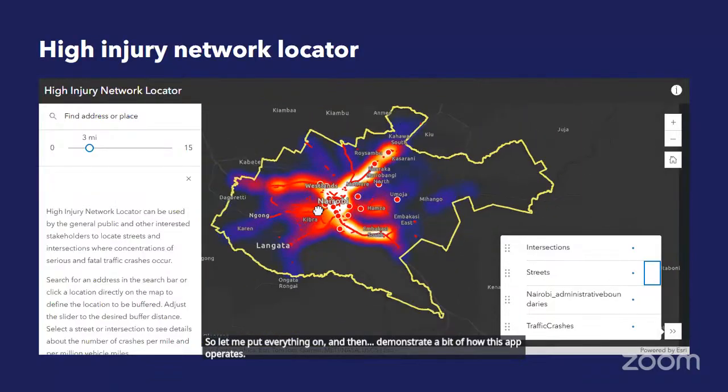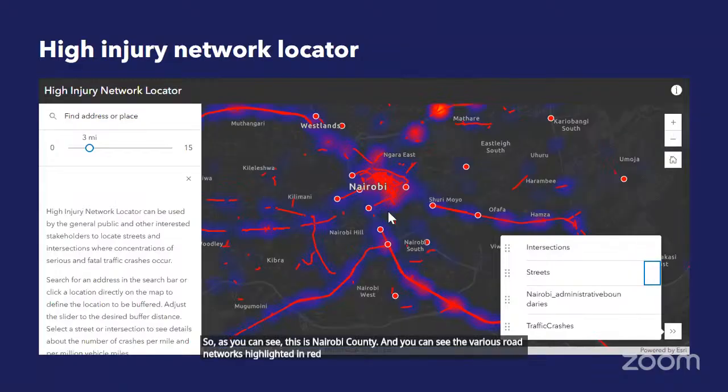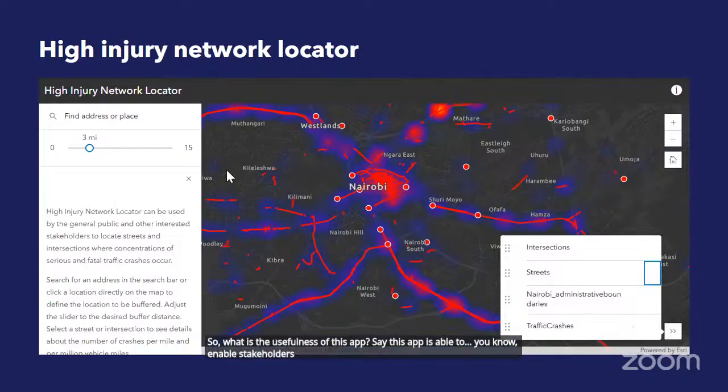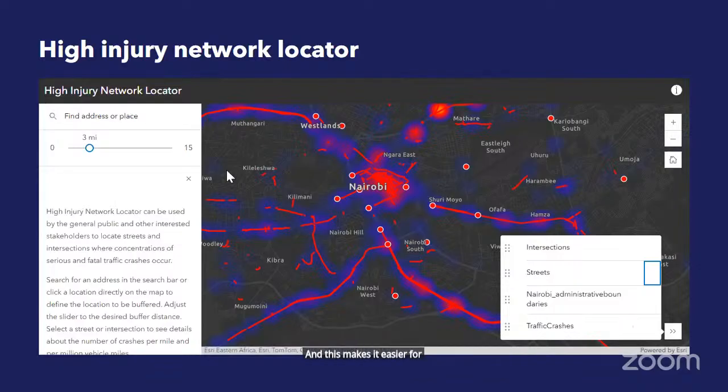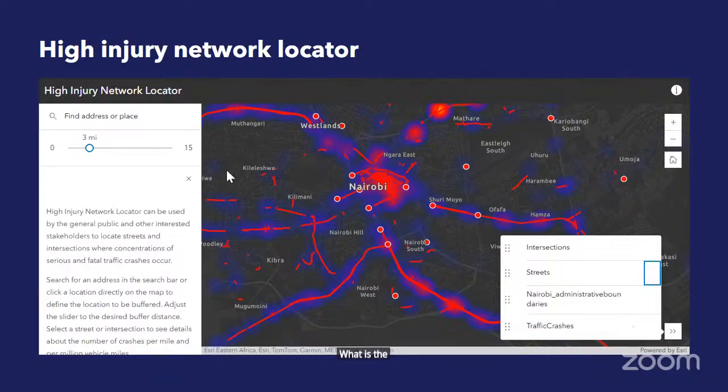So as you can see, this is Nairobi County, and you can see the various road networks highlighted in red and the intersections highlighted in points. So what is the usefulness of this app? This app is able to enable stakeholders to identify which specific road networks are vulnerable to these accidents that are occurring. And this makes it easier for them to channel their funds and their interventions to the specific road networks. You can perform further analysis and now understand what the infrastructure capability of these roads is.